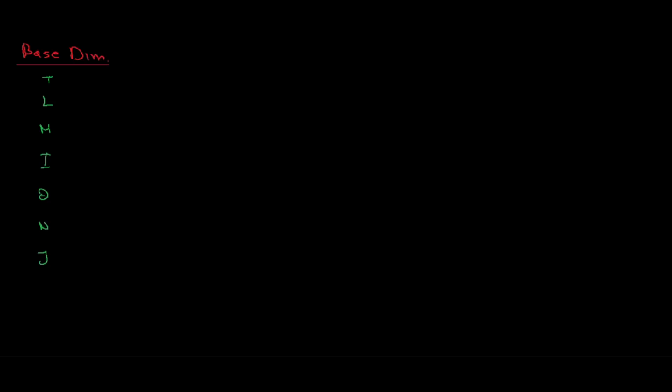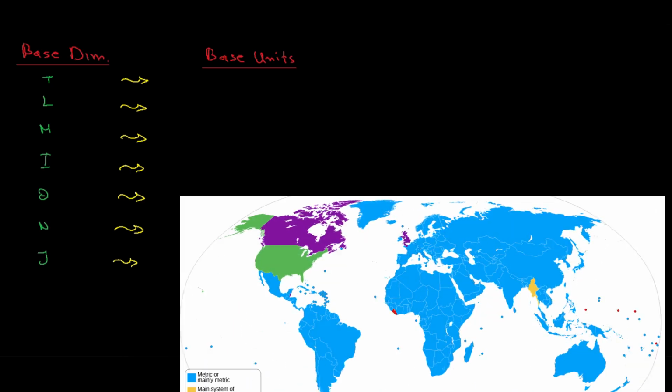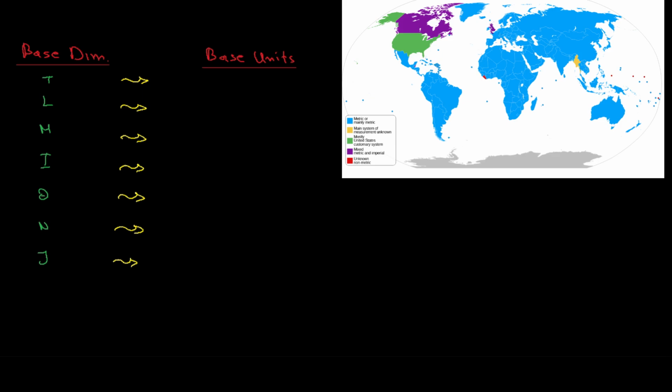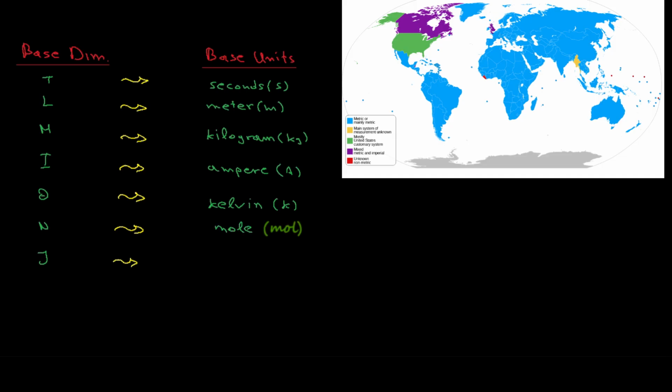Dimensions essentially describe what a quantity is, its nature if you will. Those 7 SI-based dimensions, however, need to be somehow measured. Therefore, we have defined 7 corresponding SI units. In the actual free world, where we use the metric system, time is measured in seconds, length is measured in meters, mass is measured in kilograms, electric current is measured in amperes, temperature is measured in Kelvin, amount of substance is measured in moles, and luminous intensity is measured in candelas.